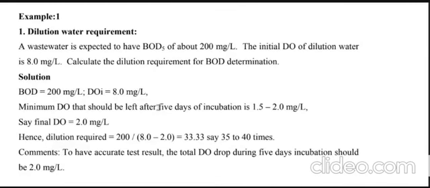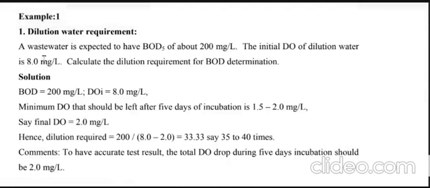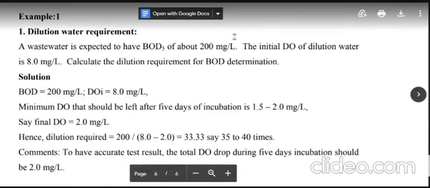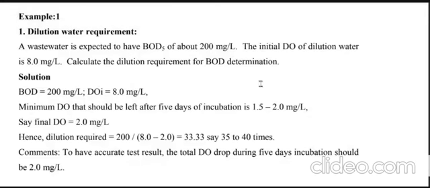Now there is one example. Obviously, we will take that one in the next lecture. The example is about the dilution water requirement. Here it is mentioned the wastewater is expected to have BOD5, meaning 5 days, of about 200 milligram per liter. The initial DO of the dilution water is 8. Calculate the dilution requirement for the BOD determination. Okay, so we will solve that one.